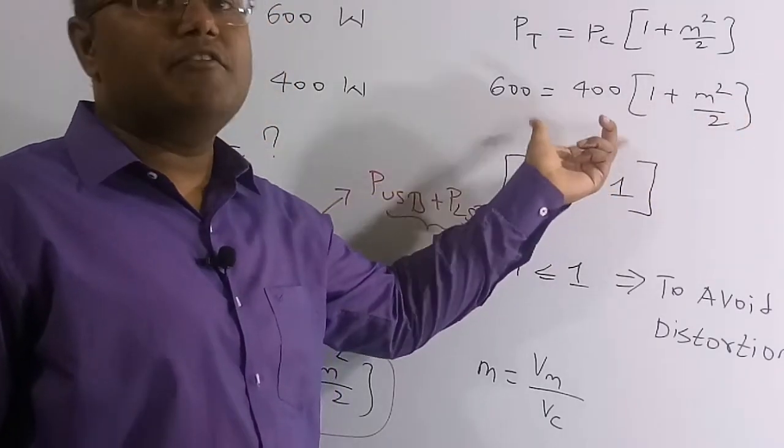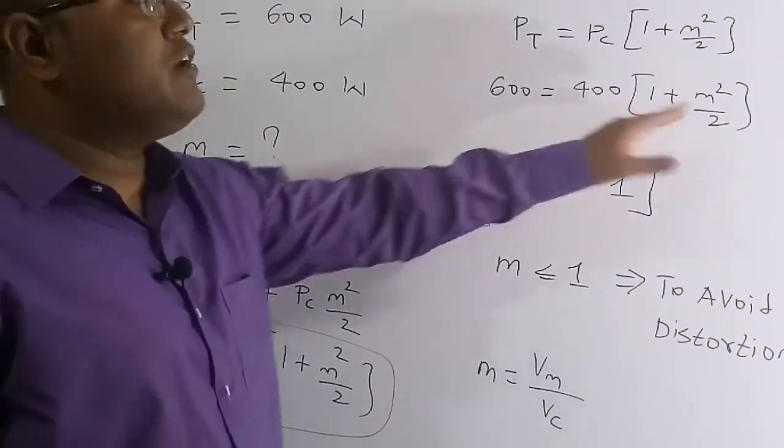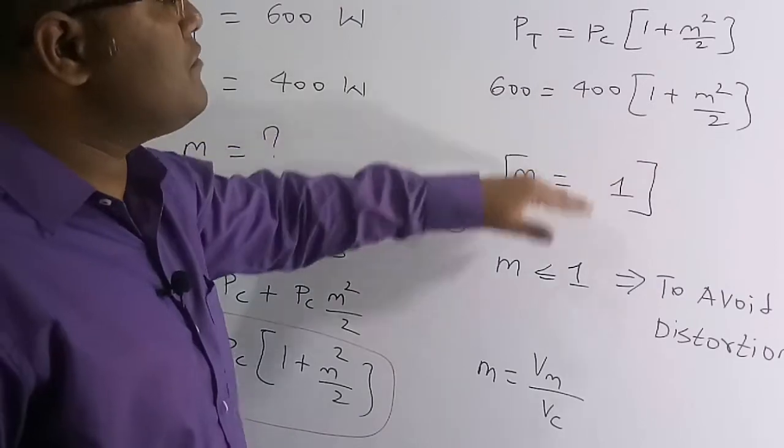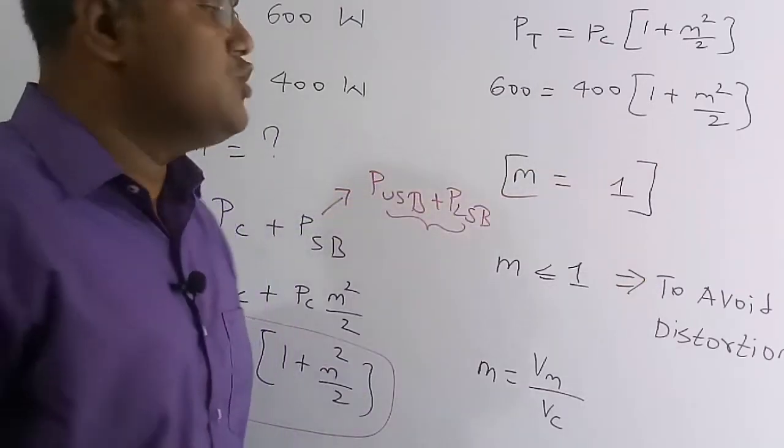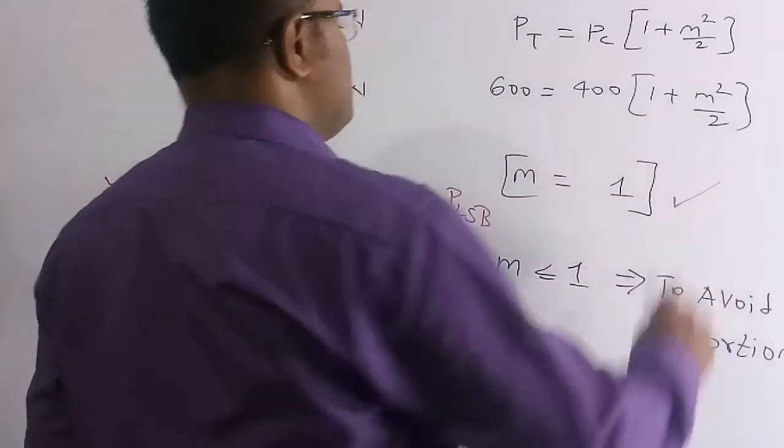So there is only one equation with one unknown. We need to find the value of m. After solving this equation we get m is equal to 1. So m is equal to 1 is the correct solution of this question.